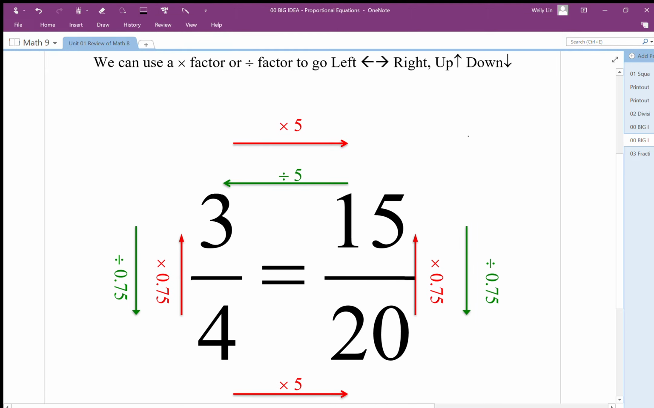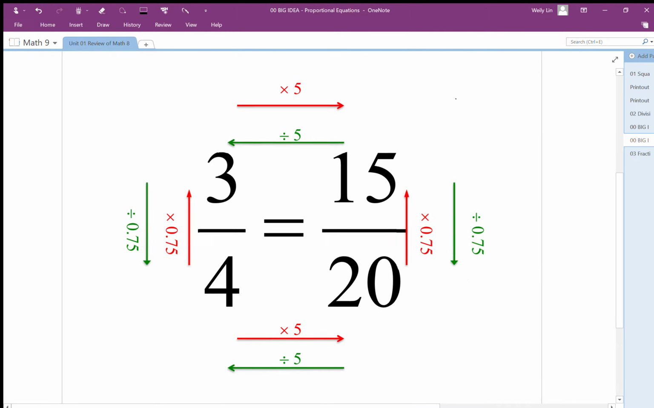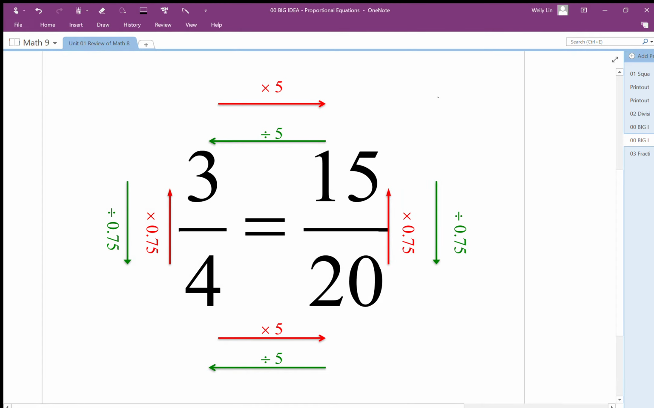And if we take a look at the proportional equation in this equivalent fraction here, we can see that there's this times and divide relationship that goes left and right and also up and down. So in this equivalent fraction, 3 over 4 equaling 15 over 20, we can see that as we go from 3 to 15, there's a times by 5 relationship. And on the bottom, there is a times by 5 relationship going from left to right to get from 4 to 20. And if it's times one way, the opposite has to be divide.